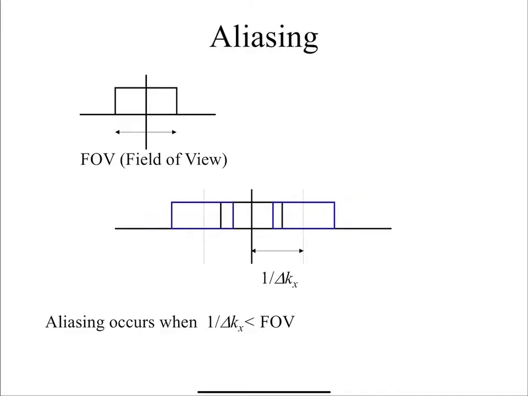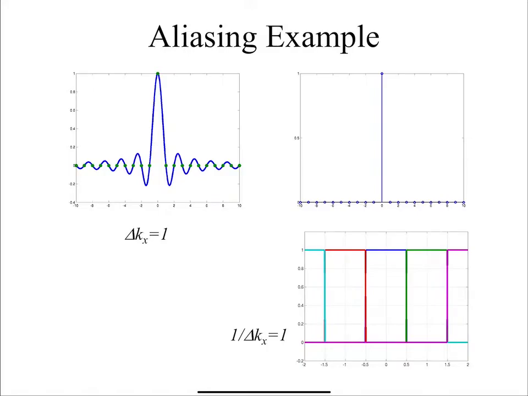So if I don't satisfy that criteria, then the spacing between my replicas starts to overlap, and that's what you saw in your homework. Right? So that's what we want to try to avoid. So this is an aliasing example here where delta kx equals 1. So we're sampling the sinc at its peak, and we're getting zeros everywhere else, right?